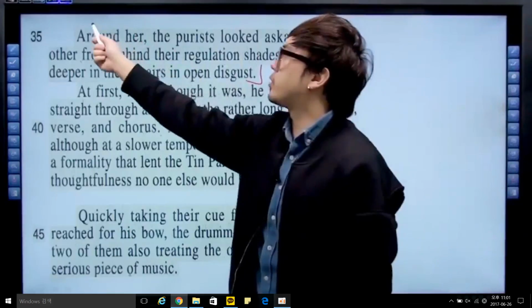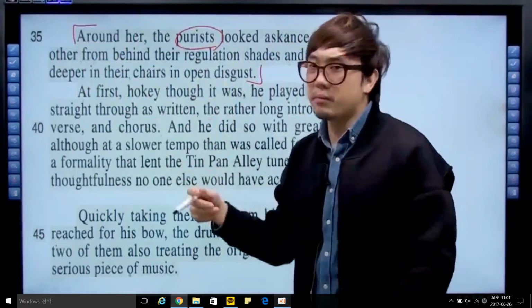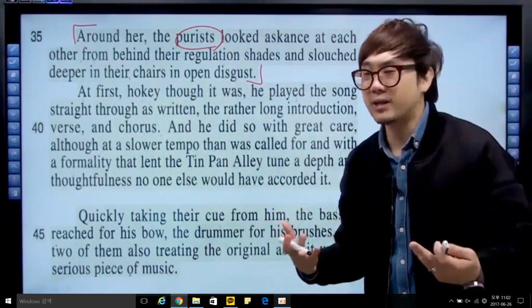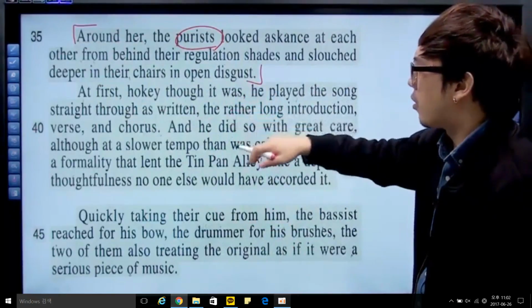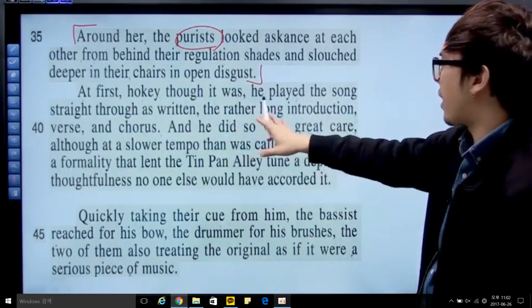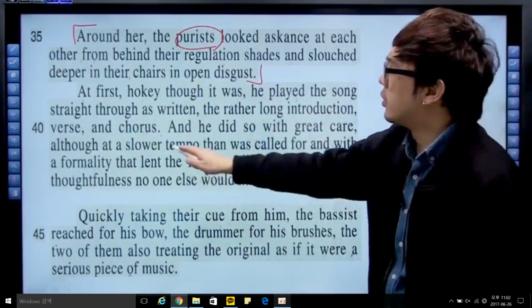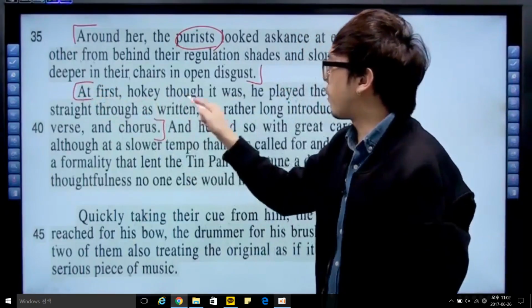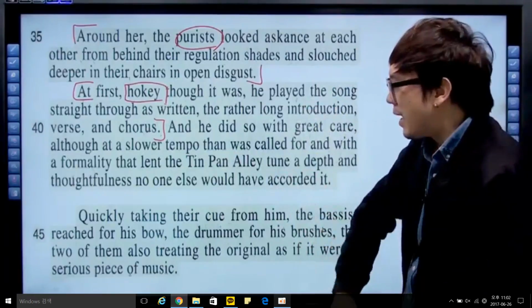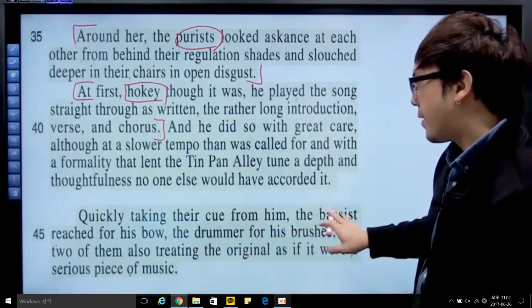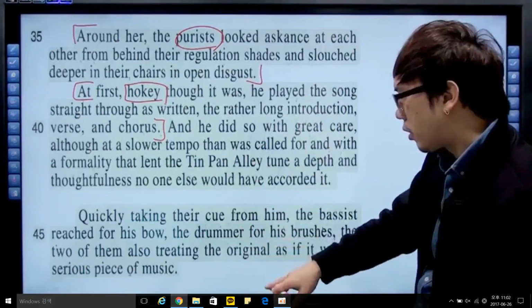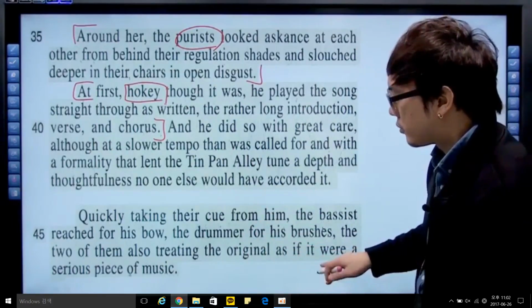I guess the purists we're talking about are those people who are very much into this pure form of jazz, right? And then at first, hokey though it was, he played the song straight through as written, the rather long introduction, verse and chorus. So it was an interesting music. It was very hokey music, but he played it as it was. And then quickly taking their cue from him, the bassist reached for his bow and the drummer for his brushes, the two of them also treating the original as if it were a serious piece of music, right?